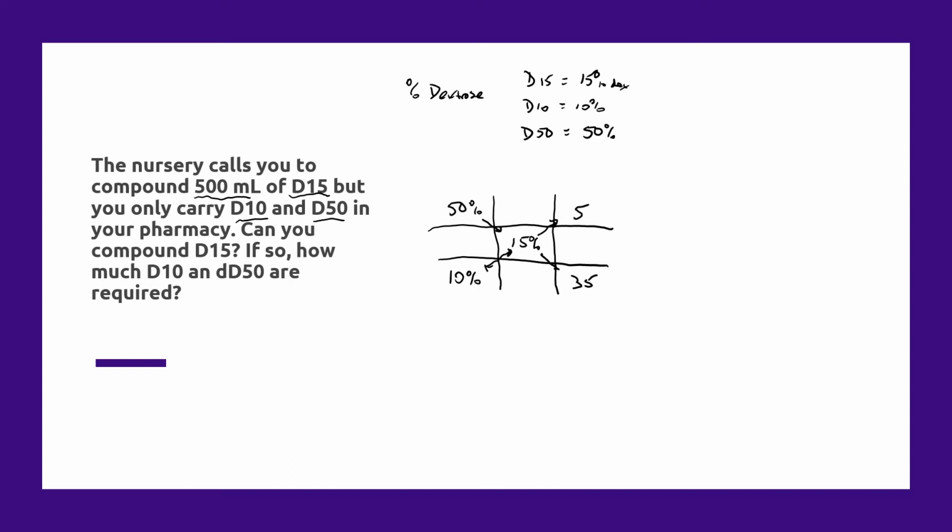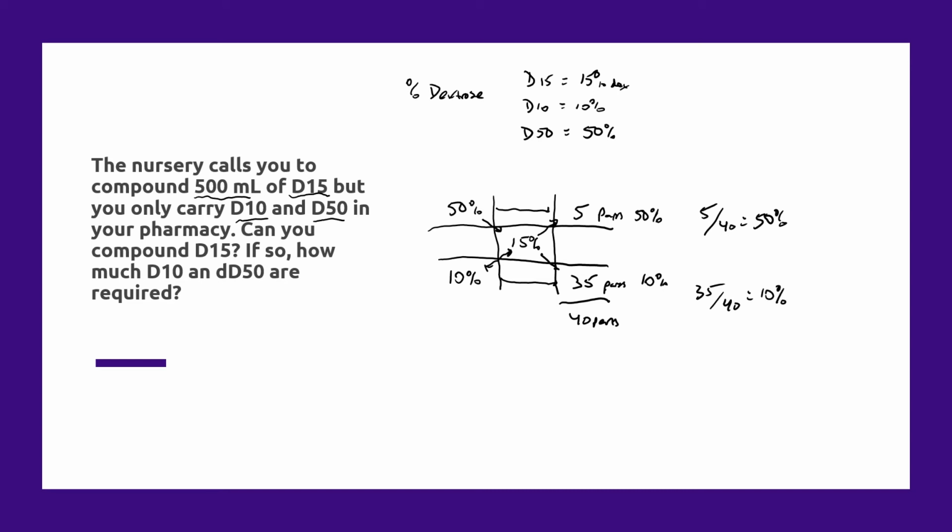And what this then tells us is that we're going to have 5 parts of 50% for every 35 parts of 10% solution. So the total there is 40 parts. So 5 out of 40 is going to be the 50%, and 35 out of 40 is going to be the 10%. So those are our ratios.